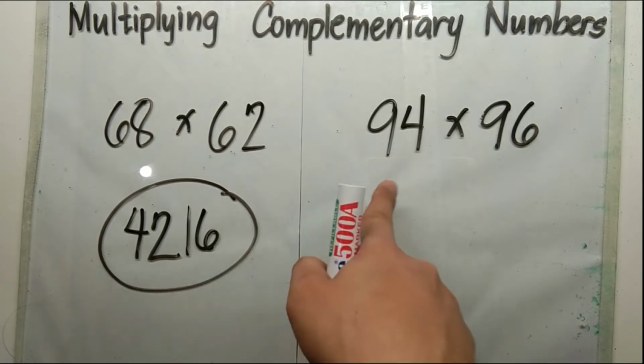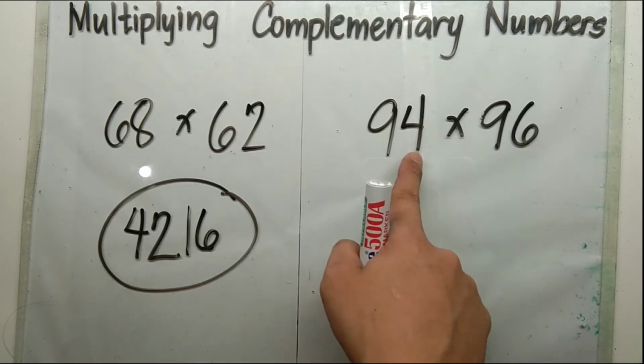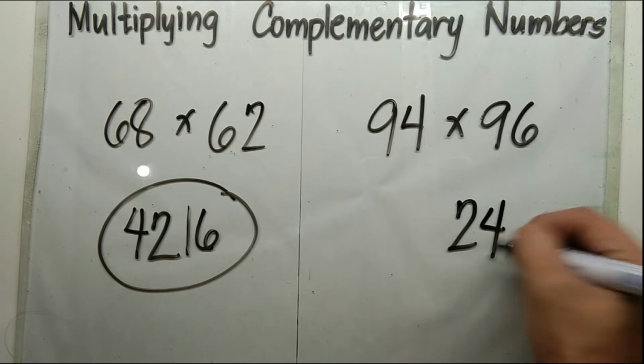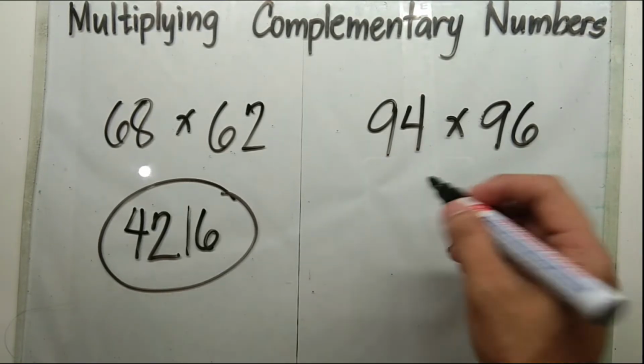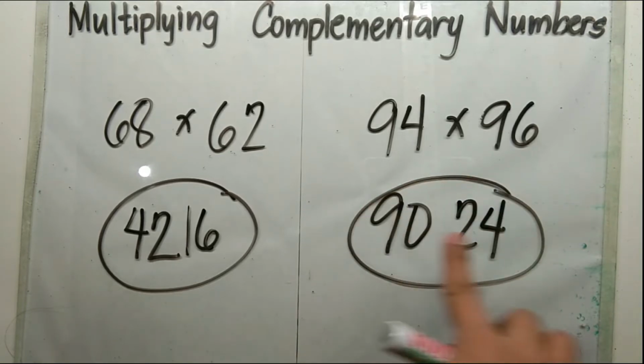Now the product when multiplying 68 and 62 is 4,216. So another example, 94 times 96. Multiply the units digits. 4 times 6, that's 24. 9 times 9, it's 81. Plus 9, 90. So the product is 9,024.